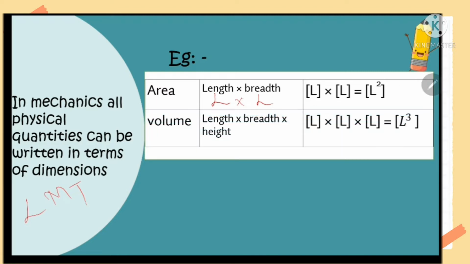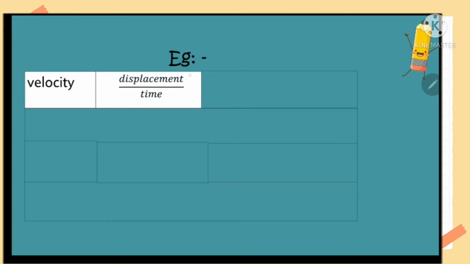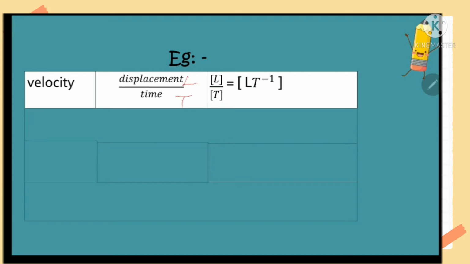And same way, volume is length into breadth into height. These 3 represent distances, right? So L into L into L, it's L cube. Some more examples we'll have for velocity, displacement by time. Displacement again, it's a length. So L divided by T, but in terms of dimensional formulae, the method is to write inside the square bracket. Okay, so it will be like L divided by T.